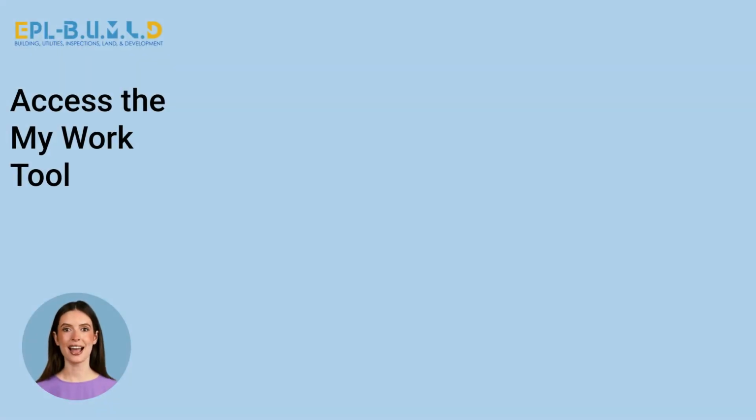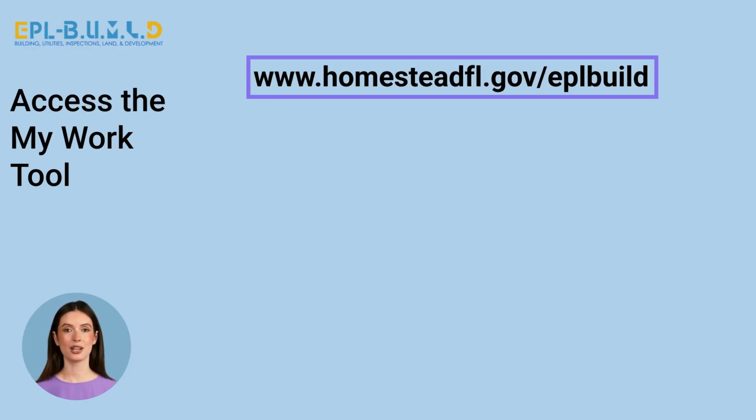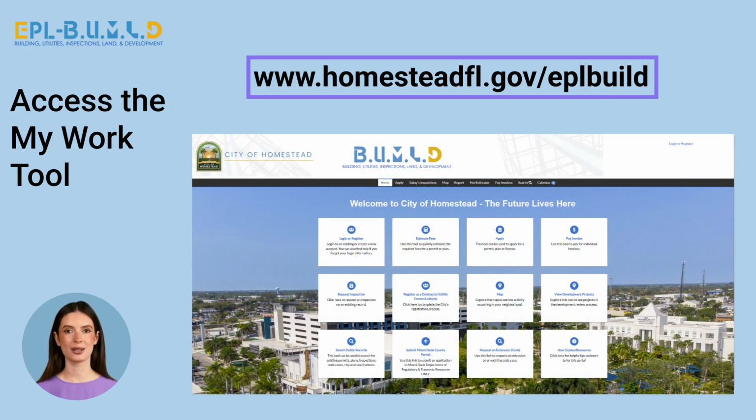The first step is to access the EPL Build portal at www.homesteadfl.gov/EPL Build. Please note that this link can be found in the description section of this video, or feel free to pause this video to write it down. Upon entering the web address in your browser, the system loads the EPL Build homepage, as shown here. Click the Login or Register link on the top right corner and log into the system.